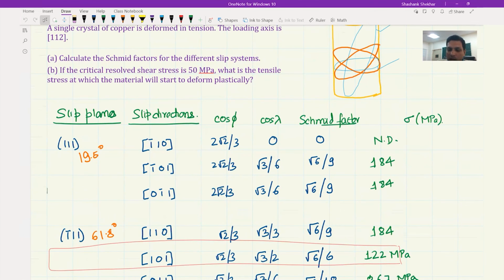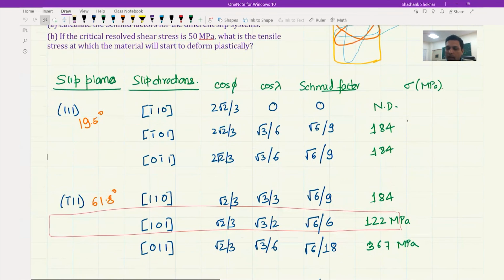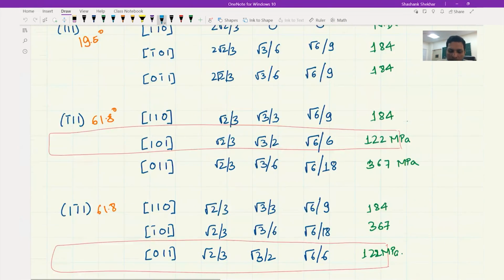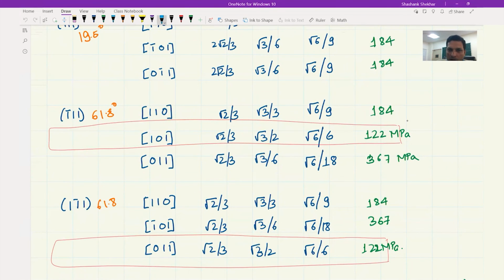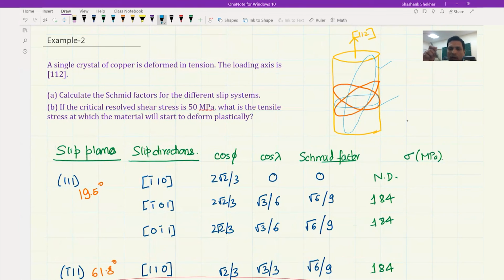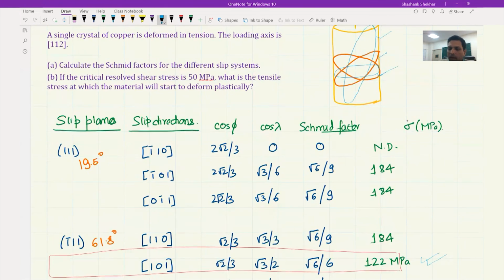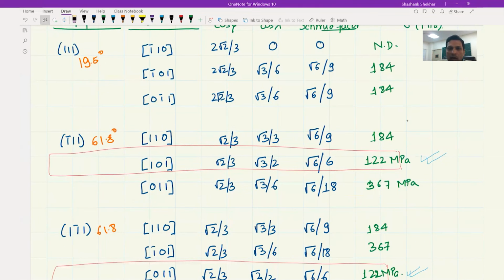But then we also have to look at the direction, and looking at the direction, we can clearly see that there is one direction in this 1 bar 111 plane and 1 bar 111 plane where the yield stress required for moving the dislocation is lowest. So these are our preferred orientations that we are looking for, where the dislocations would start to move at the lowest tensile stress. Or in other words, if you keep pulling along the 112 direction, the first dislocations to move would be on these 2 systems and in those 2 particular directions, and then it will cause the plastic deformation to begin in the system.